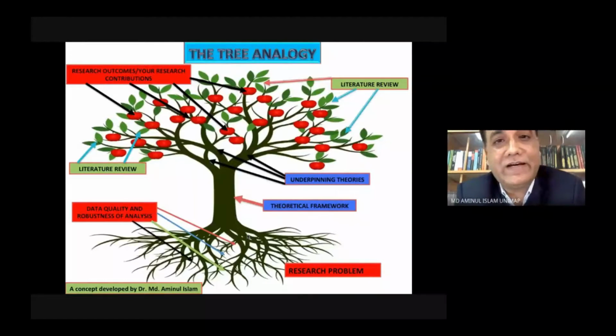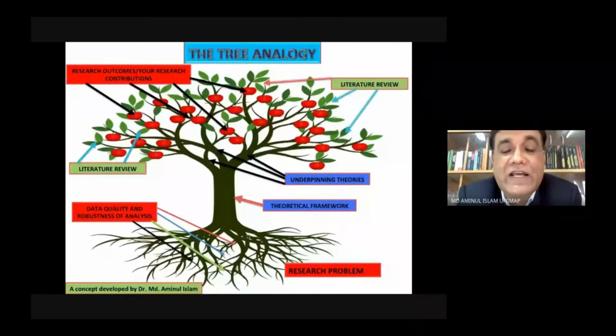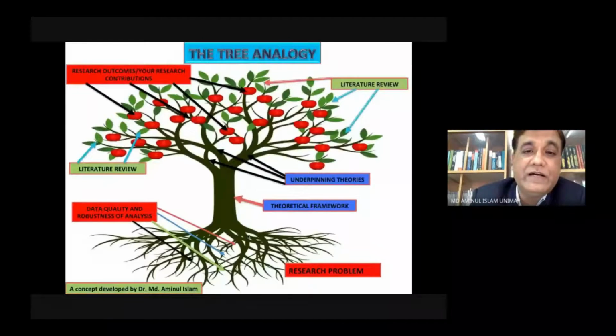Okay. So this is a recent analogy that I have developed. I thought it would be good for you to understand how research actually works with a tree analogy. Again, I leave this slide now. Later, during the question and answer, if you have any addition or any feedback on it, we will debate on it. Okay. Let me proceed.